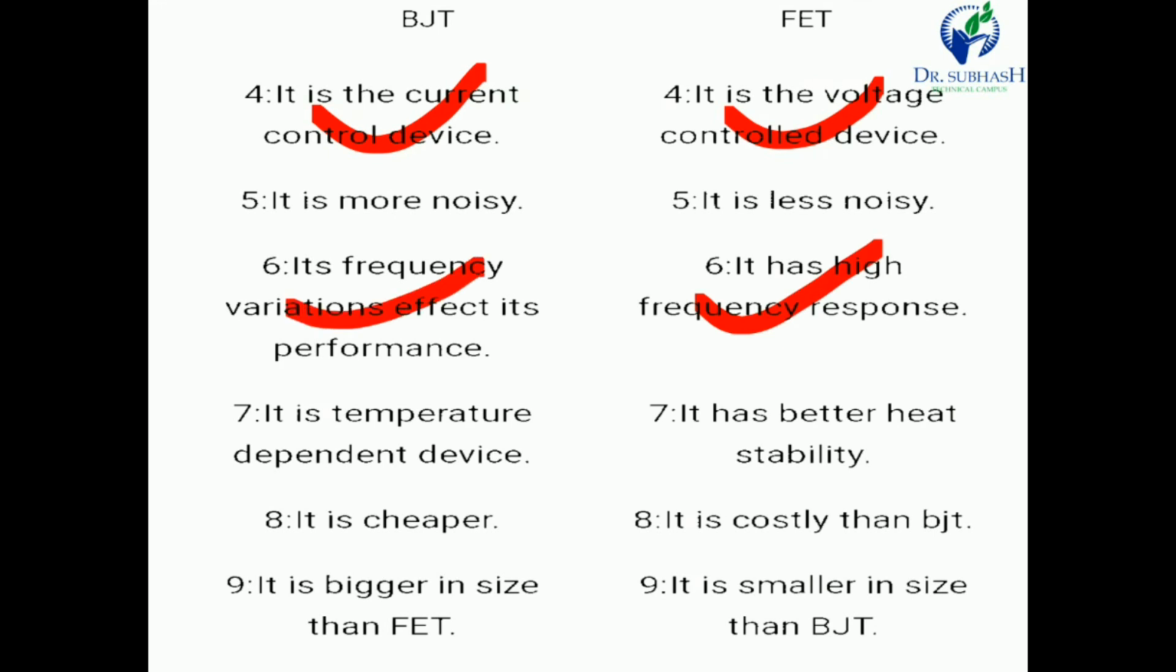Now seventh, temperature dependence of the device. As the temperature increases or decreases, the voltage and current characteristics change in BJT, but in FET the heat stability is higher, so the temperature effect is less. So we can use FET in high temperature applications as well as low temperature applications.